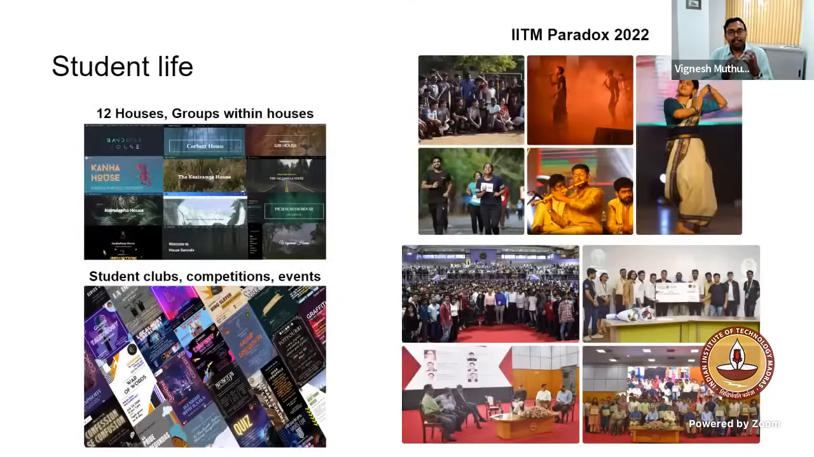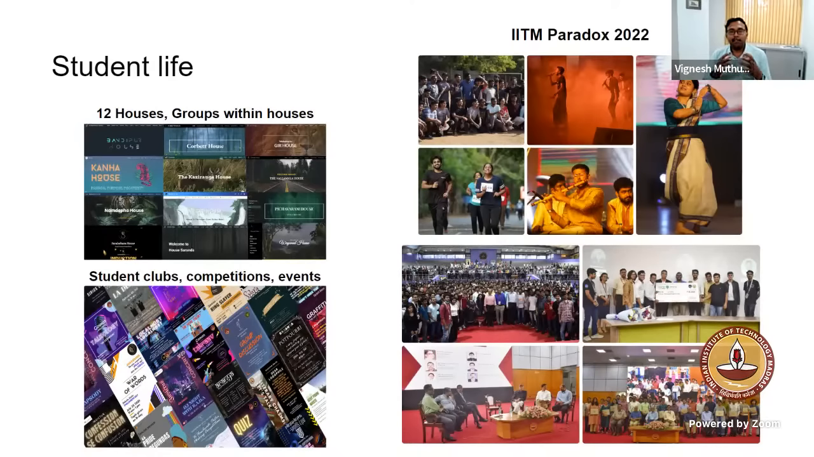In addition to the academic part of it, we also have a very active student life. We have 12 houses and groups within houses which are very active. The students provide support for each other. They conduct intra-house competitions, inter-house competitions, which could be either co-curricular or extracurricular activities. And we have student clubs where competitions and events are conducted.